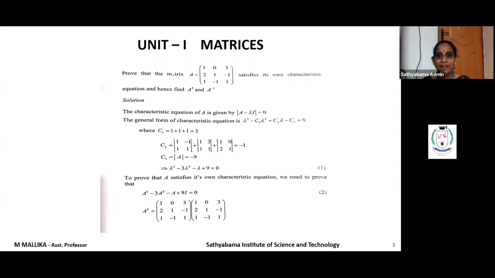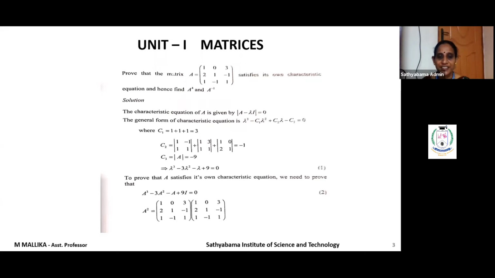So the first step in verifying the Cayley-Hamilton theorem is to obtain the characteristic equation. So we have got the characteristic equation of a 3 by 3 matrix, which is of degree 3, namely lambda cube minus 3 lambda square minus lambda plus 9 is equal to 0. In order to verify the Cayley-Hamilton theorem, you have to prove that instead of lambda, put A. What you'll be getting is A cube minus 3A square minus A plus 9I equals 0. This is what you have to prove, which means take the left hand side, simplify, and prove that the final answer is a 0 matrix.